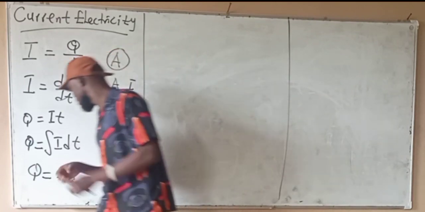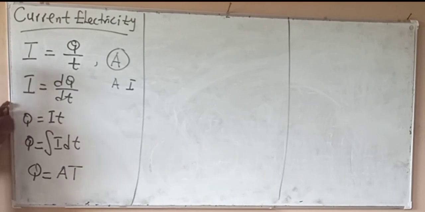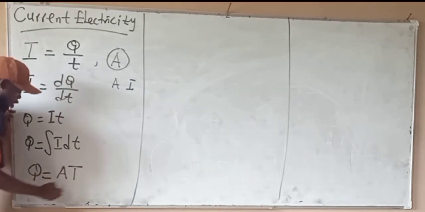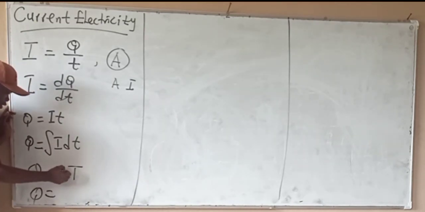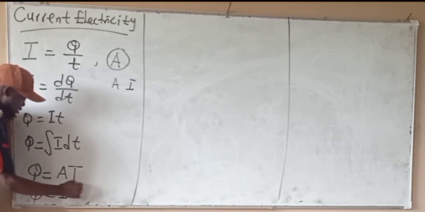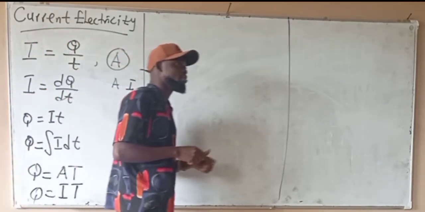Take note of that. They are both fundamental. So after that, we are going to have something like this: A-T. This will be the dimension of charge. Or you can say the dimension of charge is, you don't have to use A for current, you can use I, times T.